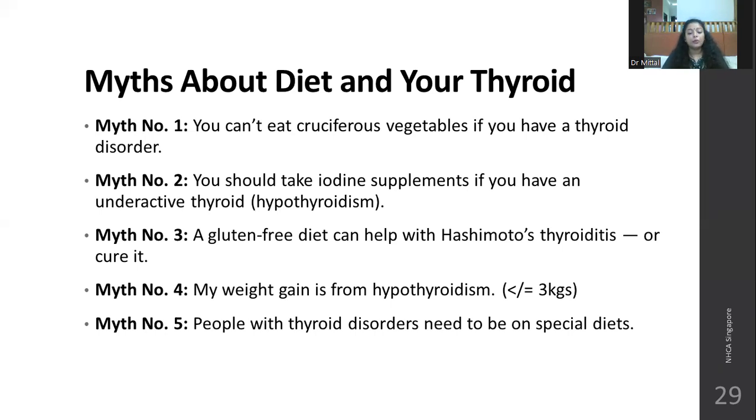Myth number 5: people with thyroid disorders need to be on special diets. It's not required. The only thing you have to do is to be on a healthy, balanced diet. Even that applies for thyroid patients as well. A healthy balanced diet can also include cruciferous vegetables. It can also include soy products to a limited extent.